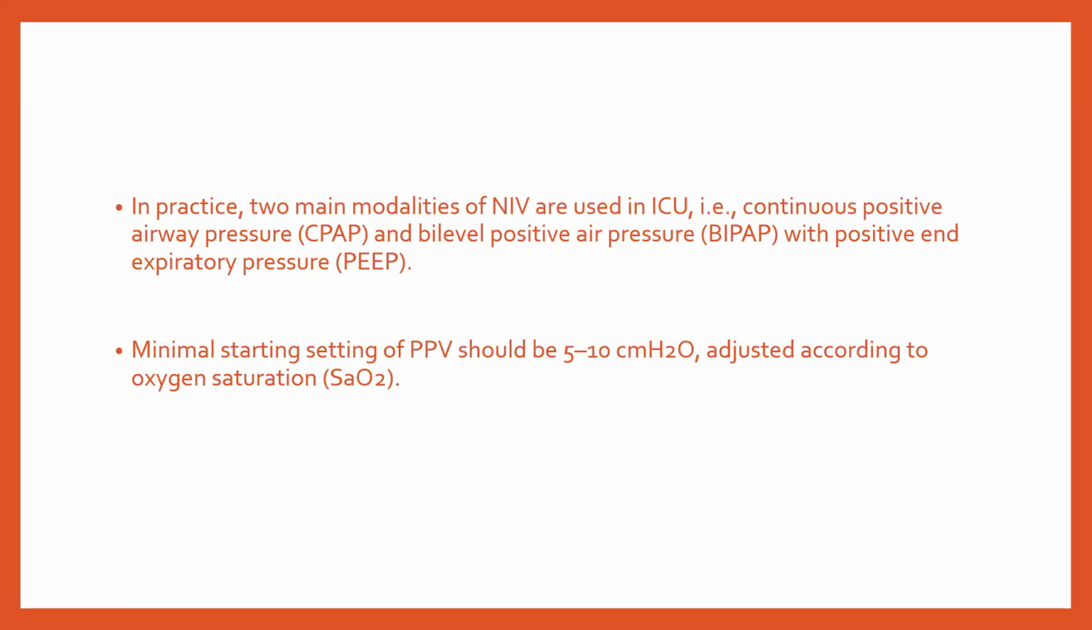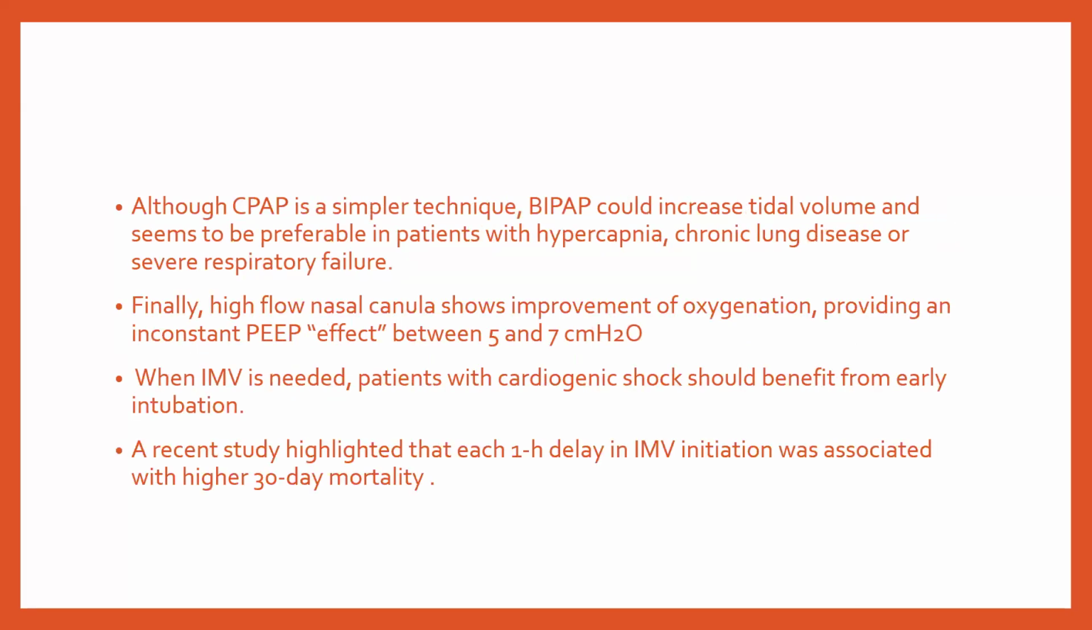So the minimal starting setting of positive pressure ventilation should be 5 to 10, and it should be adjusted according to the oxygen saturation. Although CPAP is a simpler technique, BiPAP could increase the tidal volume and seems preferable in patients with hypercapnia, chronic lung disease, and severe respiratory failure. And finally, high flow nasal cannula shows improvement in oxygenation, providing an inconstant PEEP effect between 5 to 7.